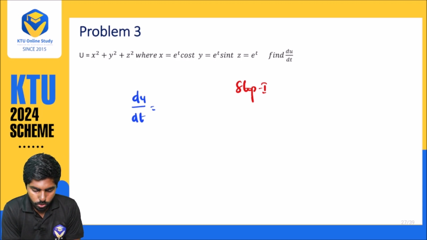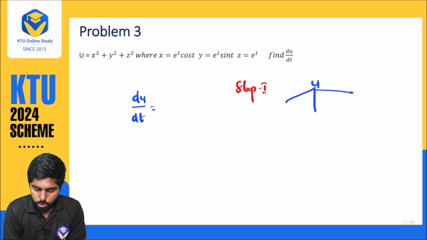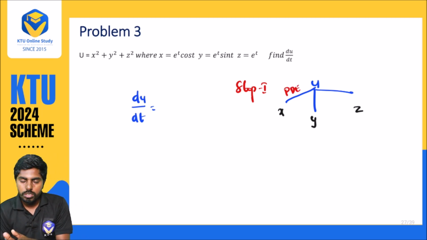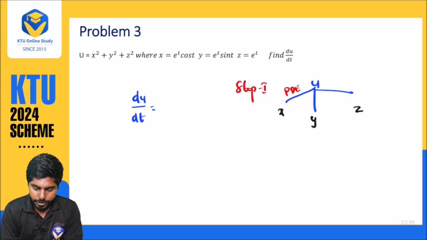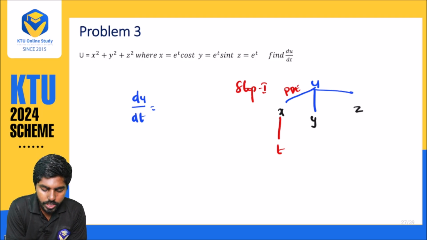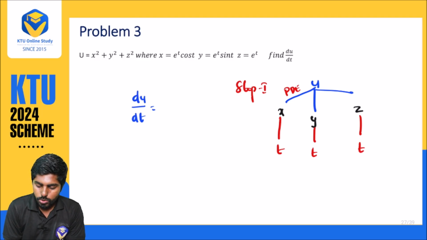First draw the chain. So u is given, and u depends upon 3 variables, x, y and z. That means it is a partial derivative, because it depends upon more than two variables. Now x depends upon t, that is e power t cos t, and y also depends upon t and z also depends upon t. So this is where we apply the ordinary derivative.